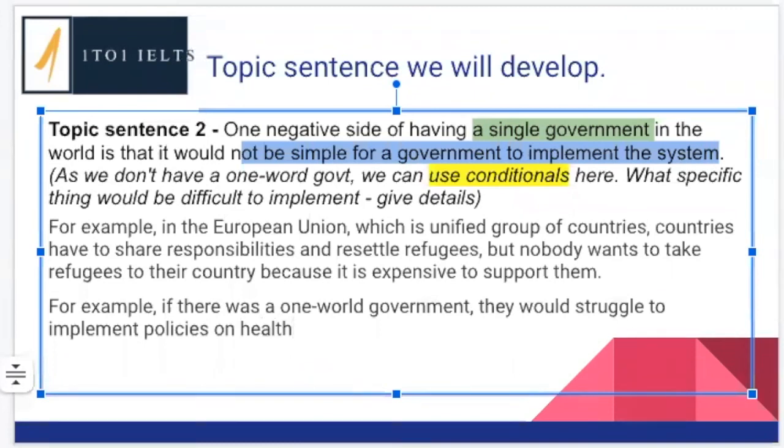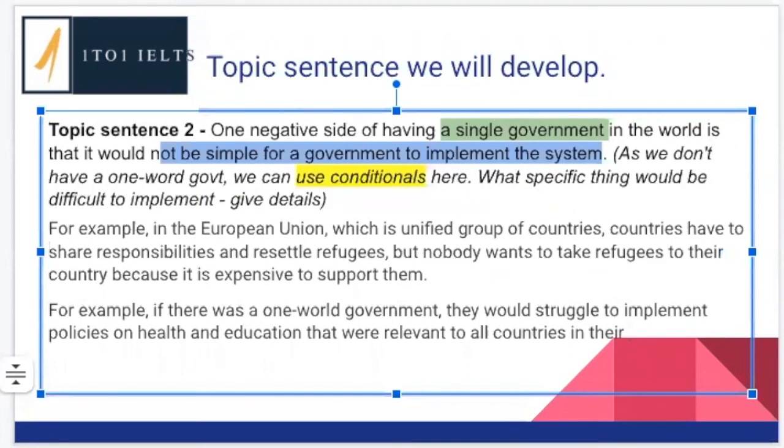Okay, yeah. So they would struggle to implement policies on health and education that were relevant to all countries in the world. Okay, so if there was a one world government, they would struggle to implement policies on health and education that were relevant to all countries in the world.